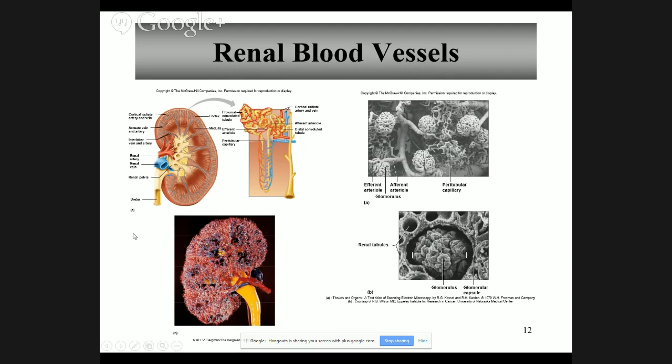Again, here's another slide of renal blood vessels, where the cortical radiate artery and vein feed the kidneys, and the arcuate vein and artery, and the interlobar vein and artery.